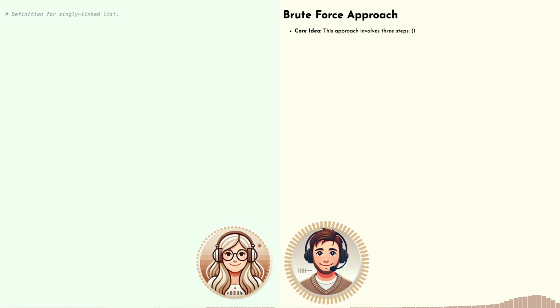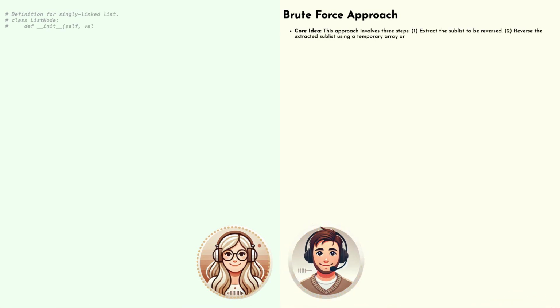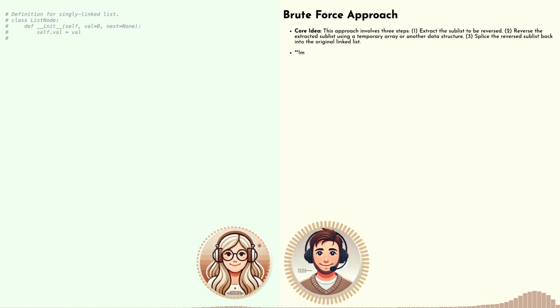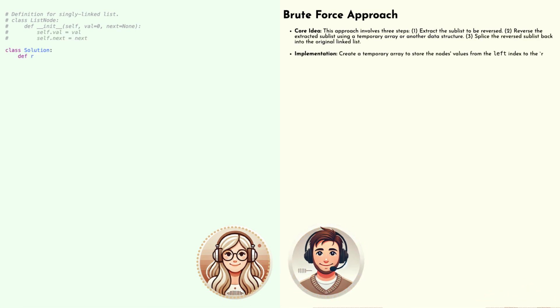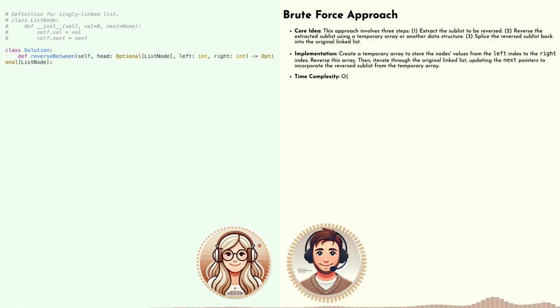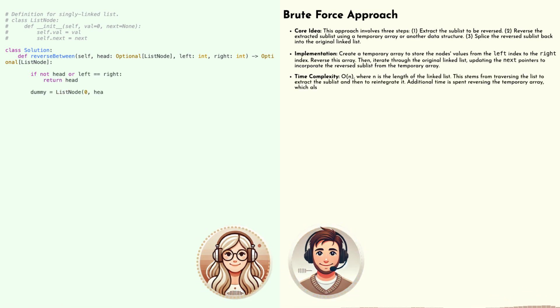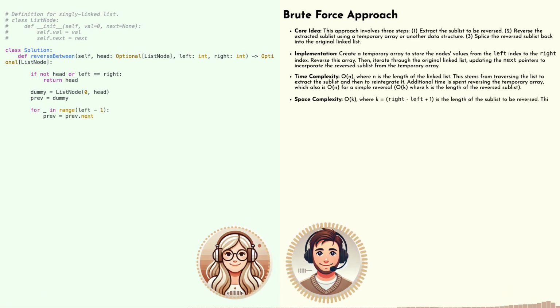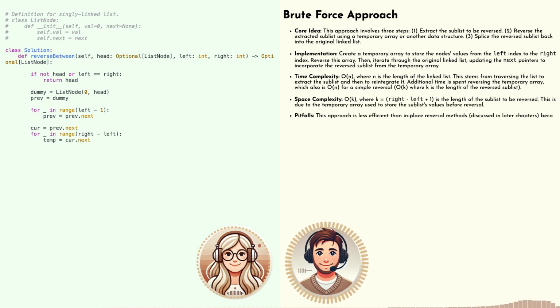Okay, so to make this a little more concrete, let's add some constraints. Let's say we have a list of up to 500 nodes, and each node can hold an integer between, say, -500 and 500. Okay. And then we're given two indices, left and right, which tell us the start and end of the section we need to reverse. Got it. So our goal is to reverse the order of the nodes within that specific section, leaving the rest of the list as it is.